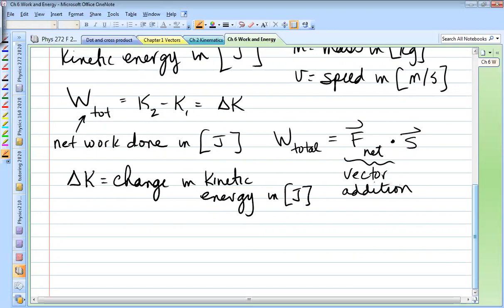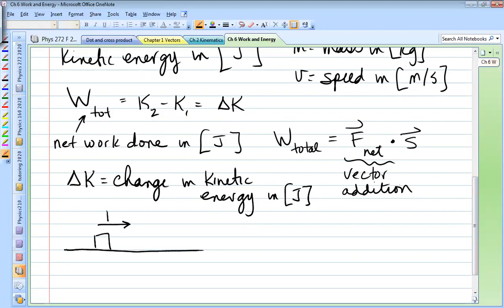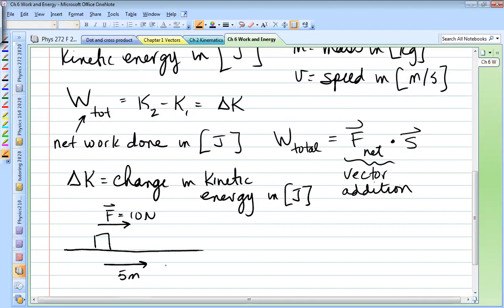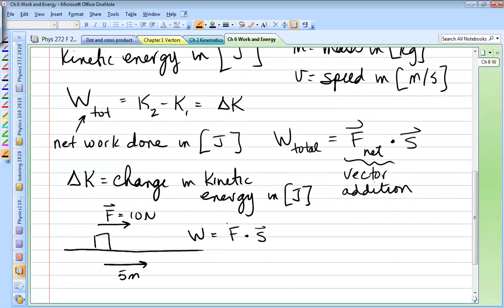Okay, now another thing you have to be aware of, if you have an object being pushed by a constant force, so you have a 10 Newton force and the thing moves 5 meters, and the force is constant the whole time. Now the thing will speed up, but if the force remains the same, then the work is constant, and you just take force dot displacement, and in this case it'd be 50 Newton meters, which is joules.